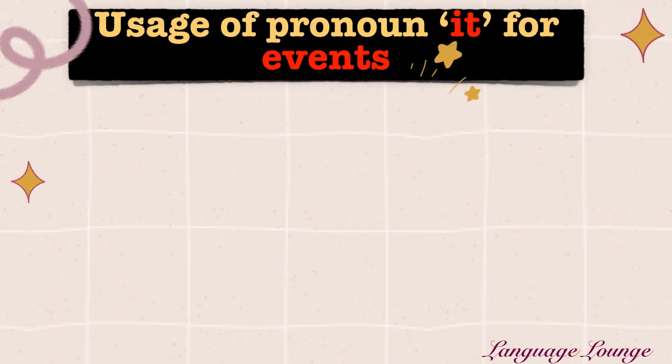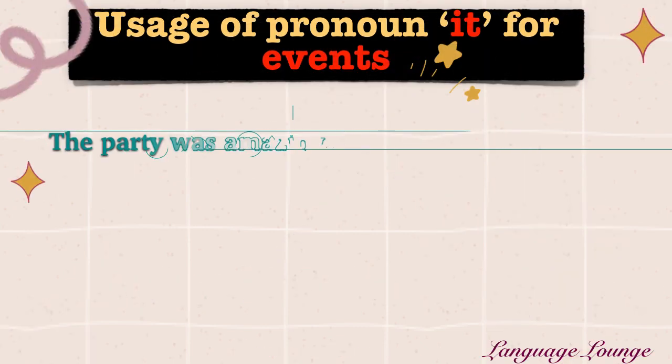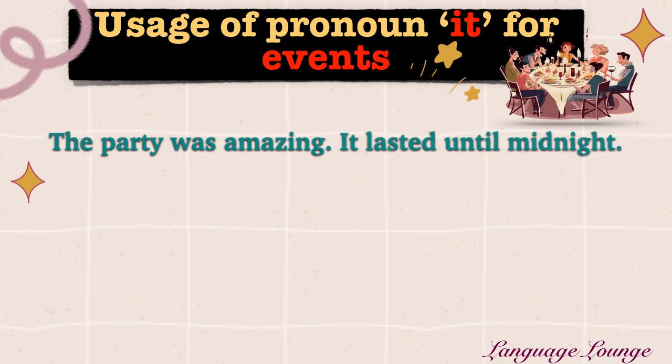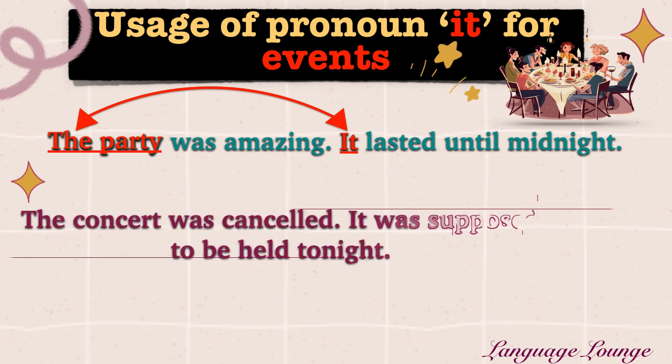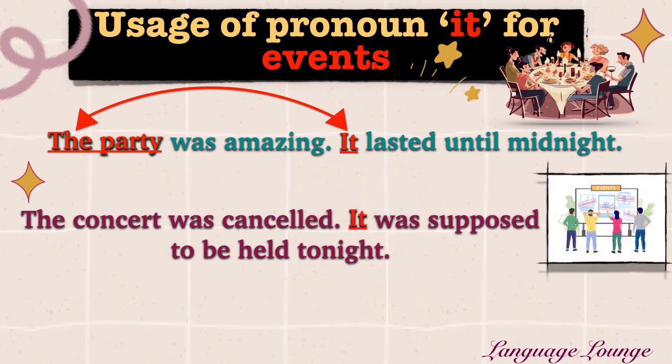Understanding the usage of the pronoun it for events. The party was amazing. It lasted until midnight. Here, it replaces the party, an event, making the sentence smoother. Here are more examples. The concert was cancelled. It was supposed to be held tonight. In this case, it refers to the concert, helping us avoid repetition.